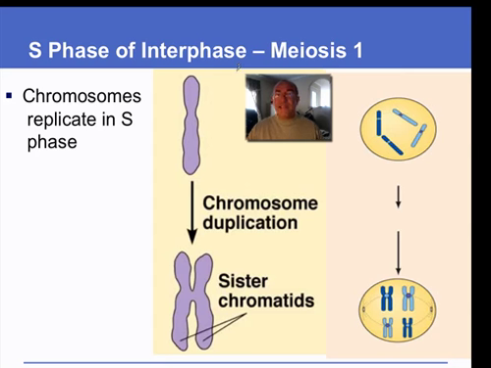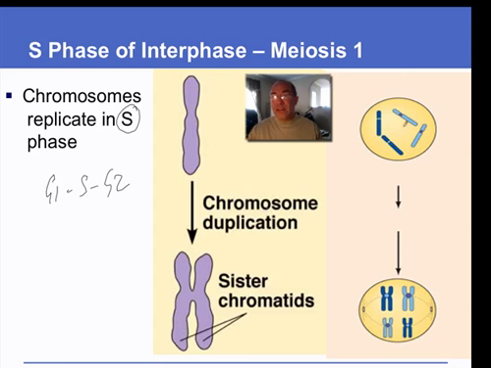So let's look at the mechanisms of meiosis. And just the same as in mitosis, you have an interphase with a G1, S, and G2 at the beginning. And just like in mitosis, chromosomes replicate in S phase. So we start out with one chromosome here, and during S phase, it becomes one chromosome with two sister chromatids.